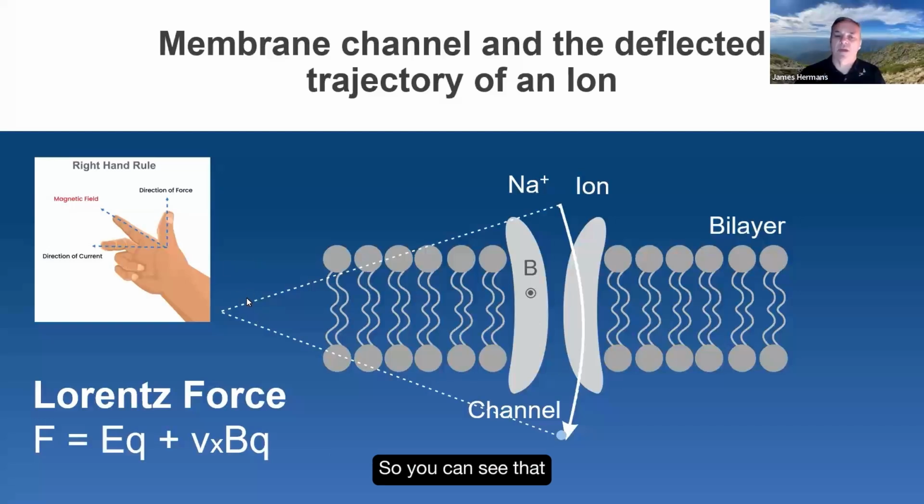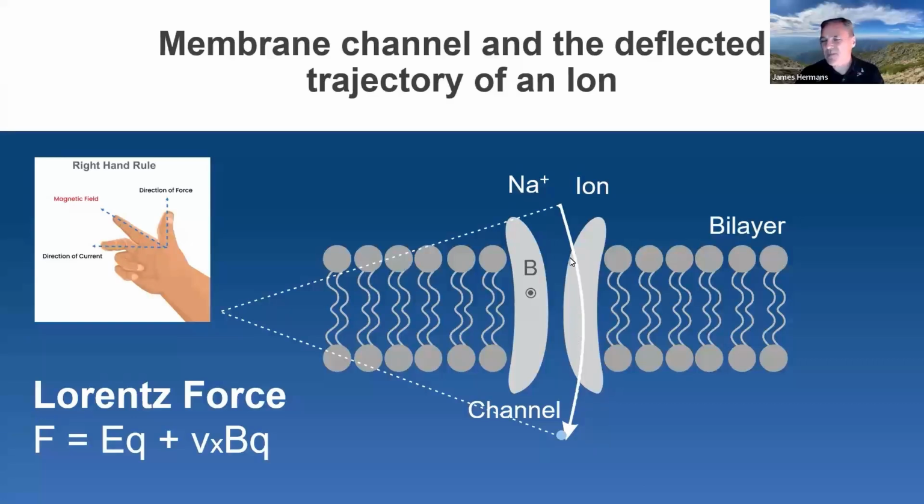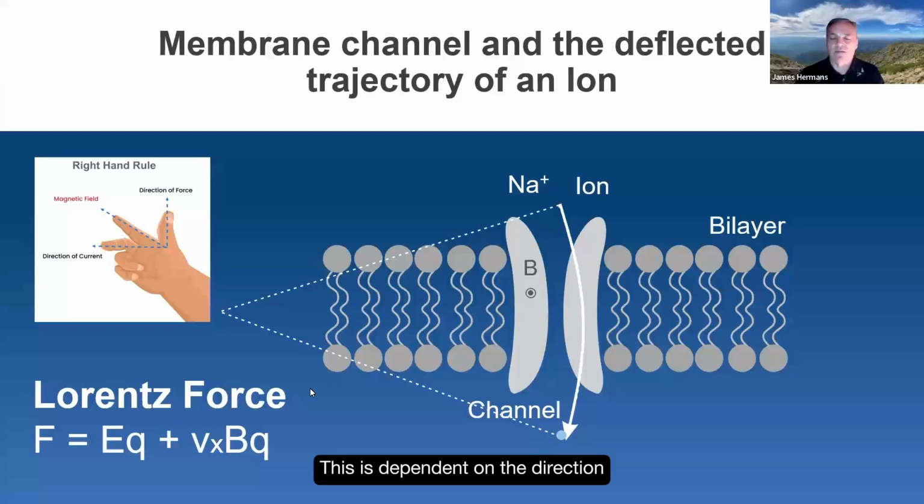So you can see that this magnetic field will put a force on this moving charged particle, and it will sort of force it into the side of the channel, which is obviously made out of proteins. So that's going to put more friction on that ion moving through the channel, and therefore slow it down. And so this is dependent on the direction of the magnetic field. So this magnetic field here is obviously coming out of the screen.